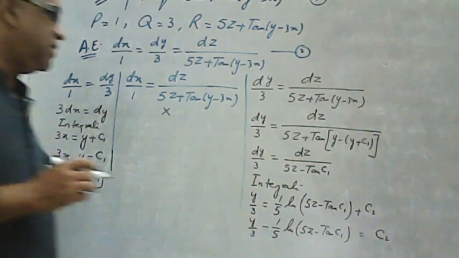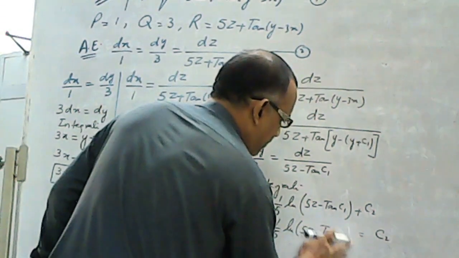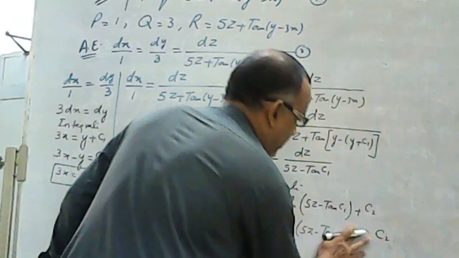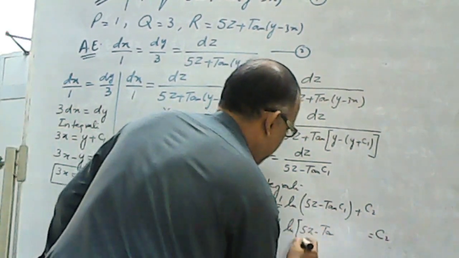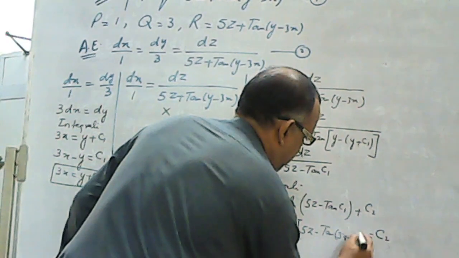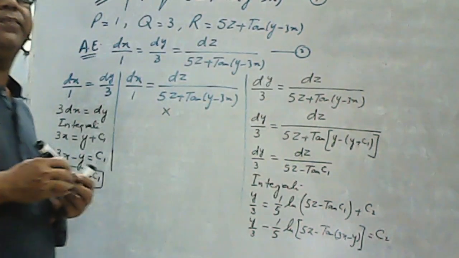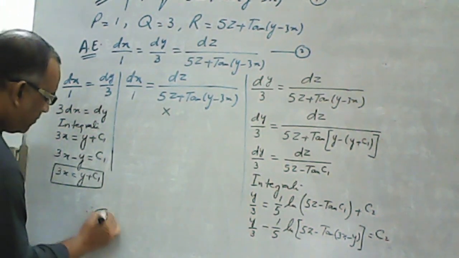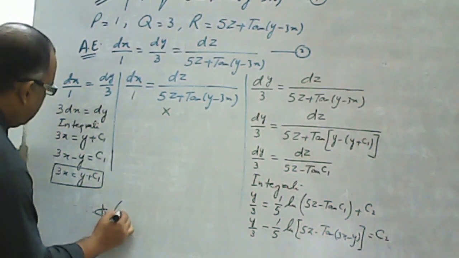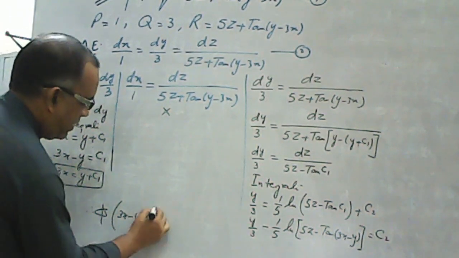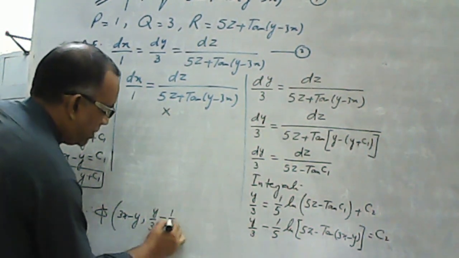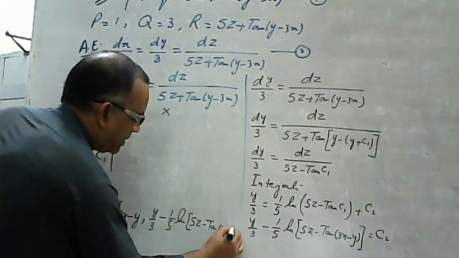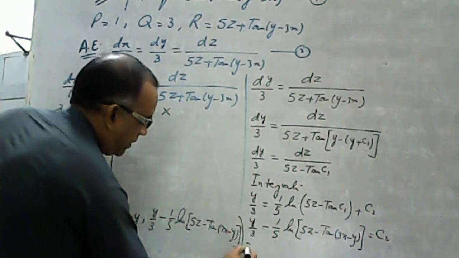As soon as you have the answer for c2, just back substitute the value of c1. c1 was equal to 3x minus y. So just write 3x minus y instead of c1, and this will give you the answer. So the final answer will be phi of 3x minus y and y upon 3 minus 1 upon 5 log of 5z minus tangent 3x minus y equal to 0.